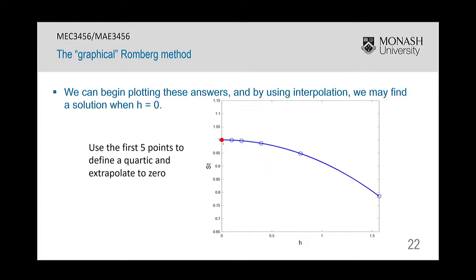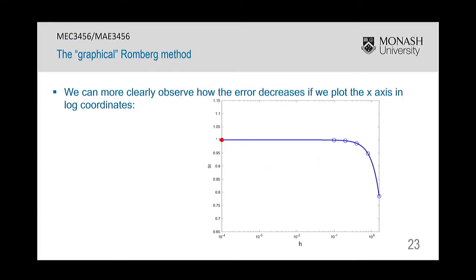Obviously the error is going to 0, but let's just plot it a little bit differently. If we plot this axis in log coordinates, and obviously we can't go down to h equal to 0 in log coordinates because that's negative infinity, but let's just go to a very small number. We can see that the error is very rapidly decreasing and we're very rapidly going to a uniform value.